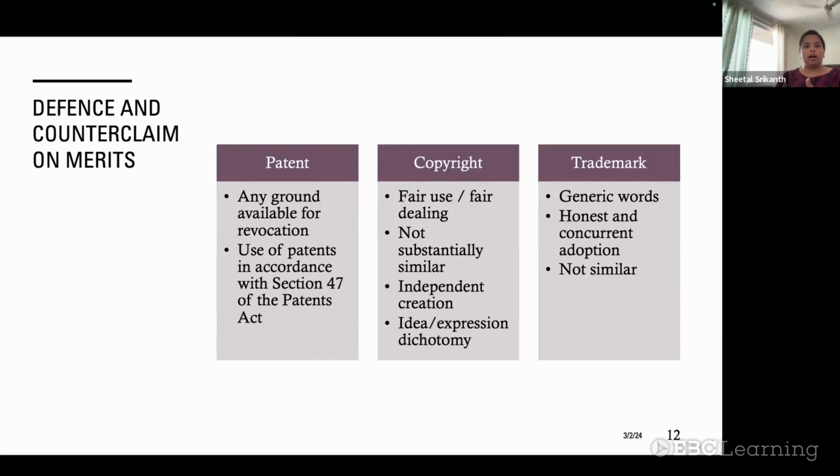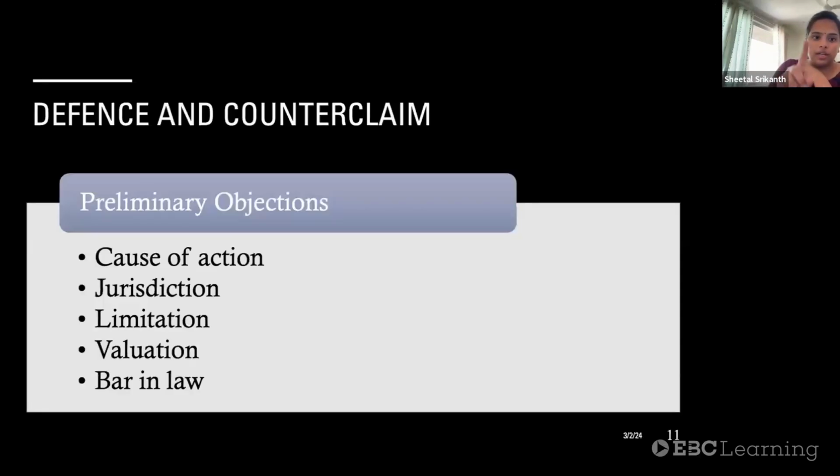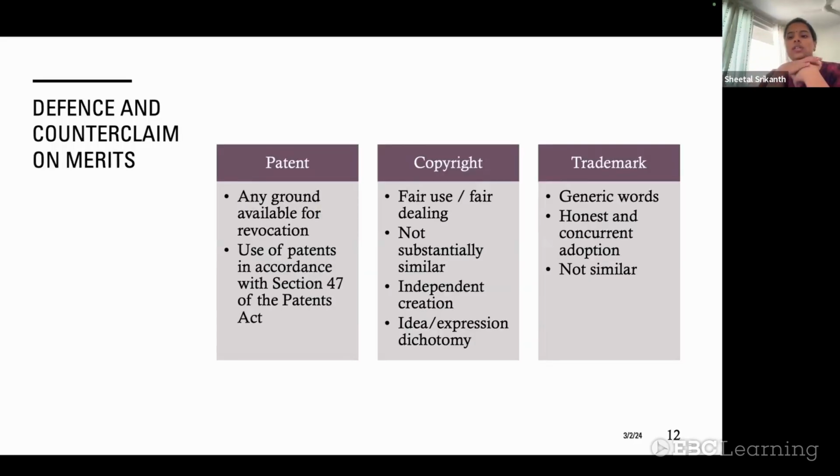In a trademark infringement suit, of course, this is not an exhaustive list of all the defenses available. So in addition to these preliminary grounds, these additional grounds are available. One is that my mark is not similar to yours at all. Two, that I was an honest concurrent adopter of the mark under Section 12. Or three, that I started using the mark prior to you. So you don't have any separate rights available to yourself.